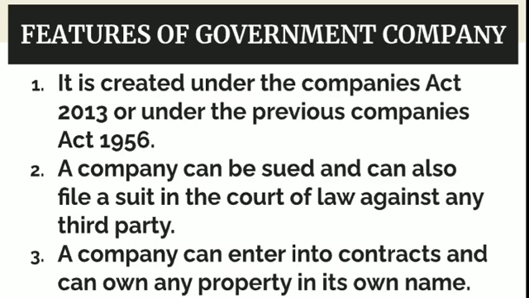The third feature is a government company can enter into any contracts and can own any property in its own name. So the third feature is the government company can enter into any contract and can acquire or purchase assets and properties in its own name. It has a separate legal entity recognized in the eyes of law.